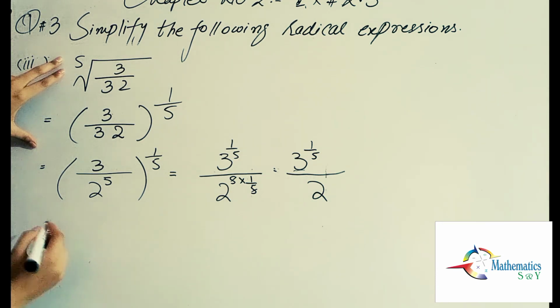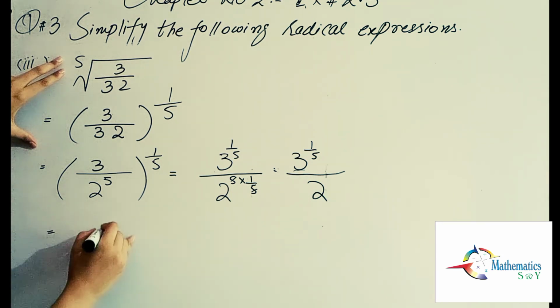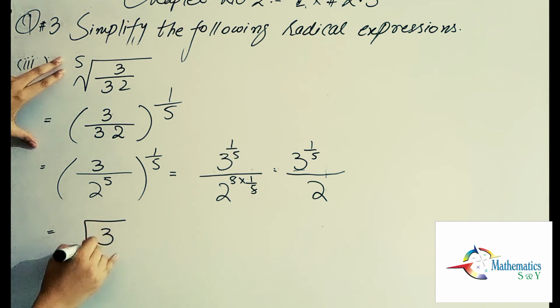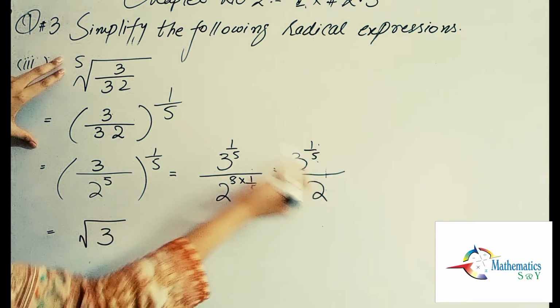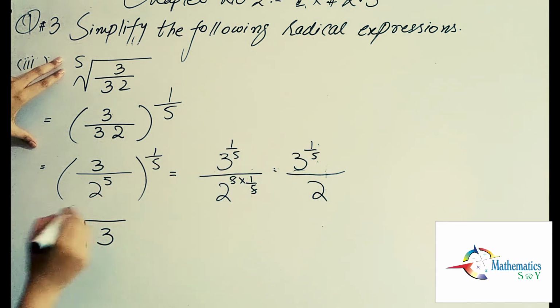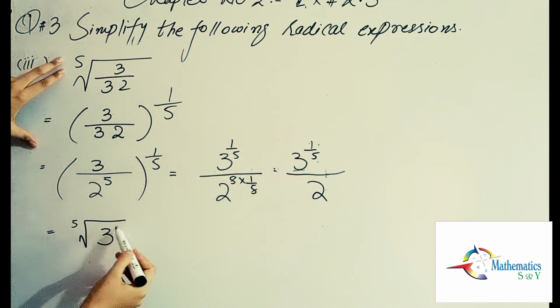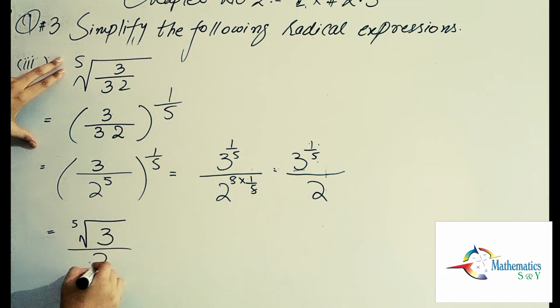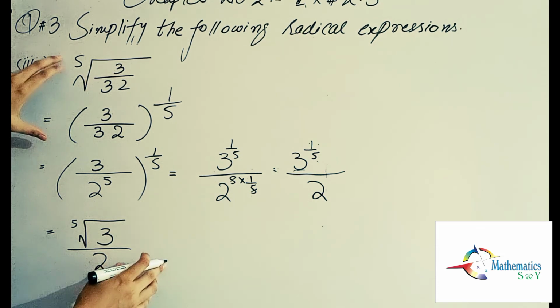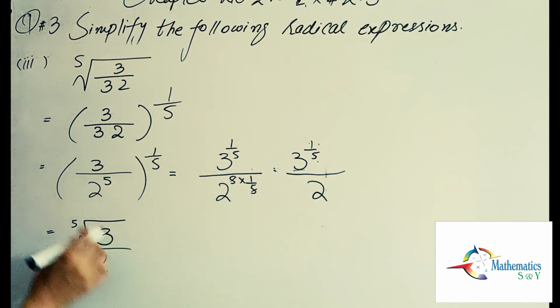So I will write this again in the radical form. 3 is the radicand and in the power the denominator is 5, so the index of radical is 5 and here the numerator is 1. There is no need to write that over 2. So our answer is here 5th root of 3 over 2.